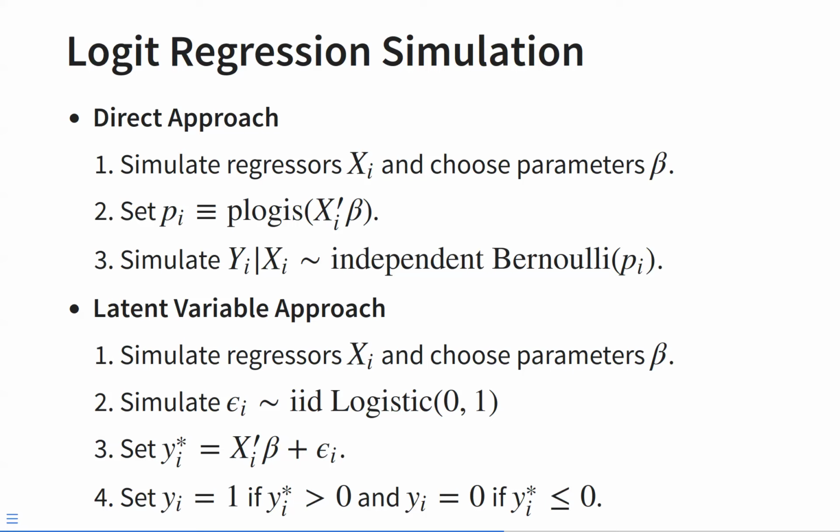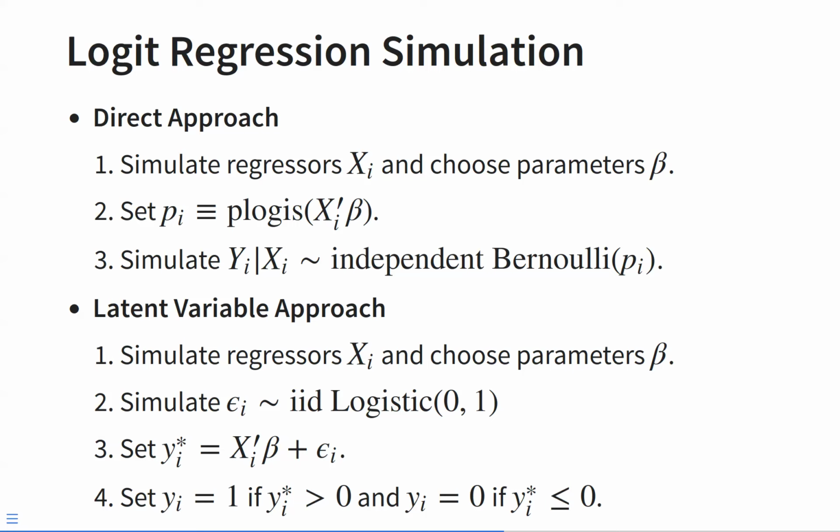X prime beta may not be between 0 and 1, but the output of plogis is always between 0 and 1. This is one of the features that we were looking for when we first decided to use logistic regression instead of linear regression. We wanted it to make predictions that are bounded between 0 and 1, and it will. So once we have all those probabilities, then we can simply make independent Bernoulli draws with those specified probabilities.